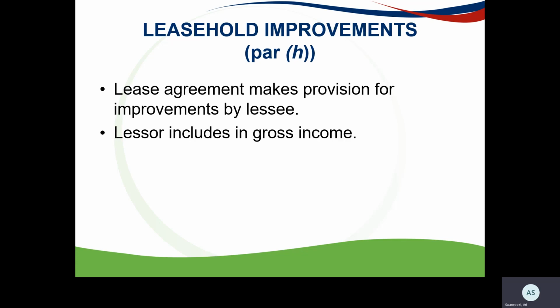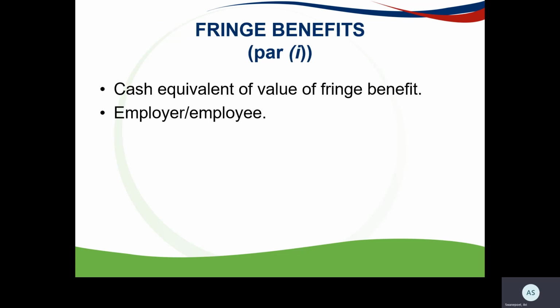Leasehold improvements. If a lease agreement makes provision for improvements by a lessee, for example, it says the lessee rents this property, but the lessee must build an extra administration office onto that property, that will be a leasehold improvement, and that amount stipulated in the contract will be included in the lessor's gross income.